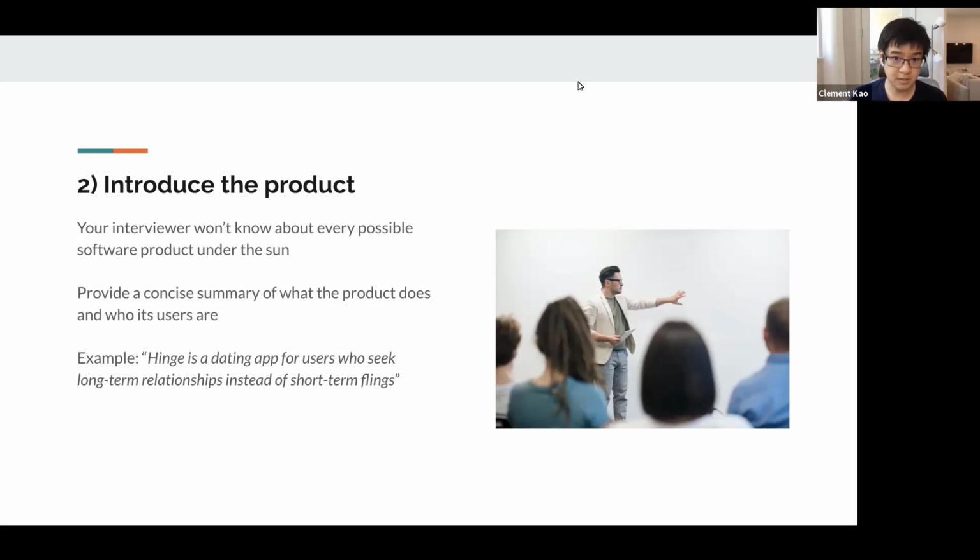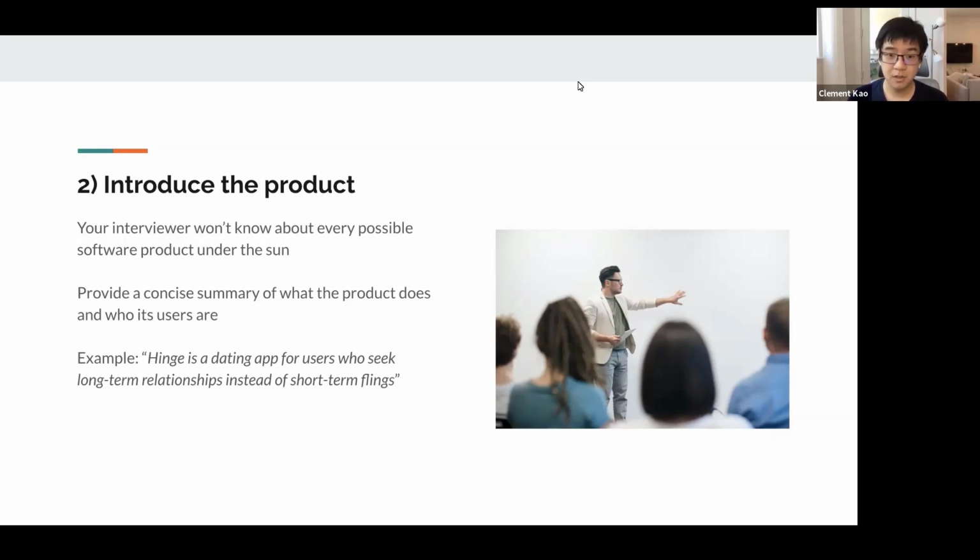So here's an example. Hinge is a dating app for users who seek long-term relationships instead of short-term flings. You can see here that the product is described very clearly and that its target audience is also described really clearly. Keep in mind that this question is a test of your product management skills. How quickly can you bring other people up to speed? So try not to take more than 1 or 2 sentences to describe the product.